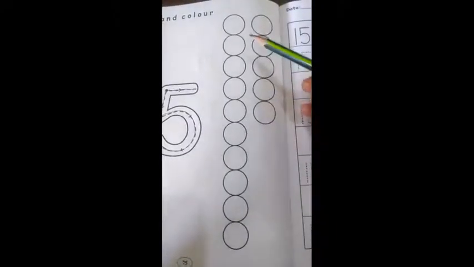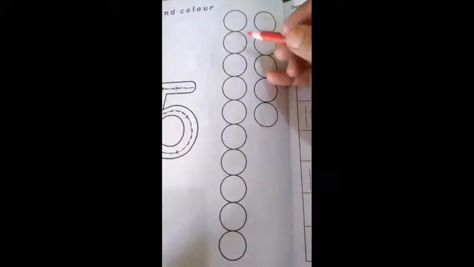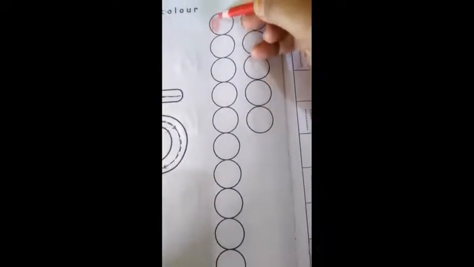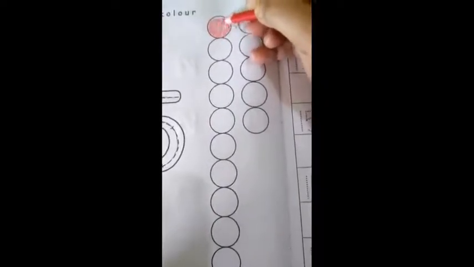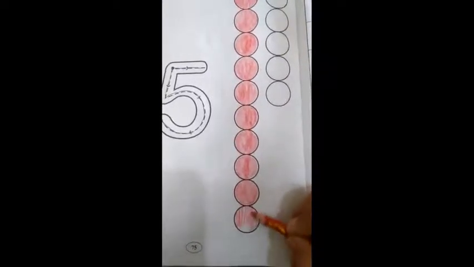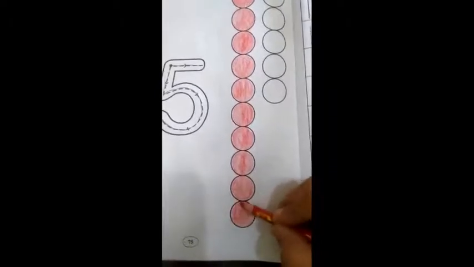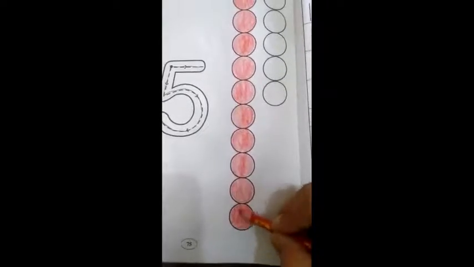Kids, I have told you the 10 bar is always red and the unit bar is always blue. So we have to do red color in 10 bar. Let's start red color. Do like this, up and down, up and down. Do red color in 10 bar. Up and down, up and down. We have colored the bar of 10.